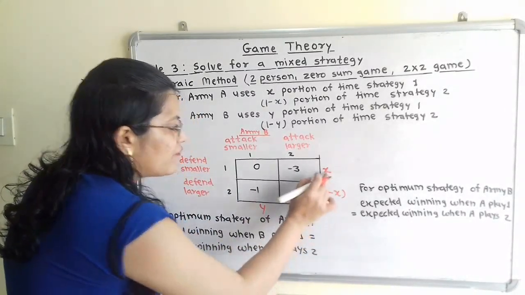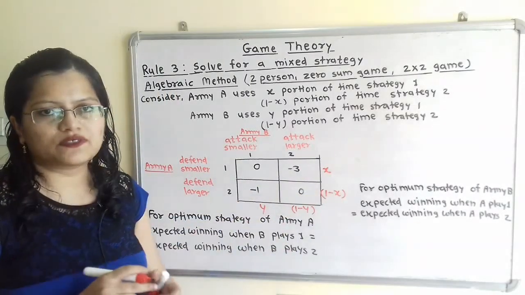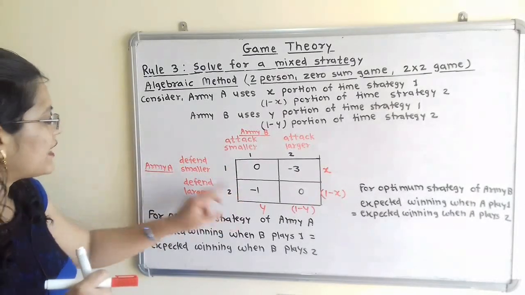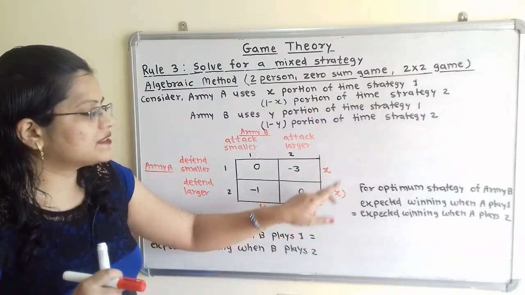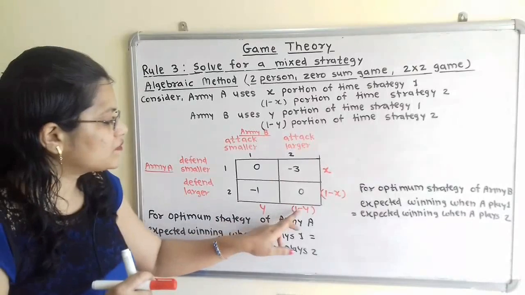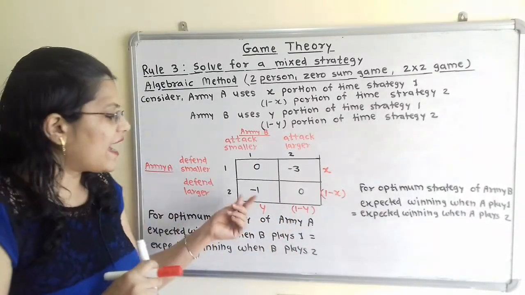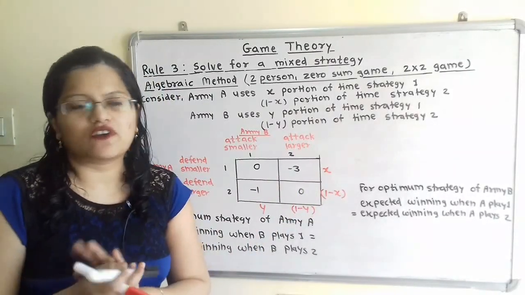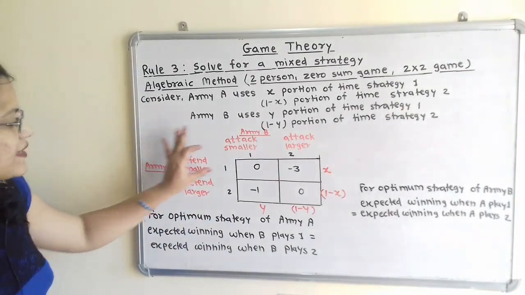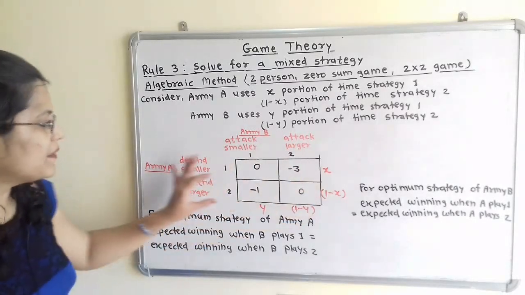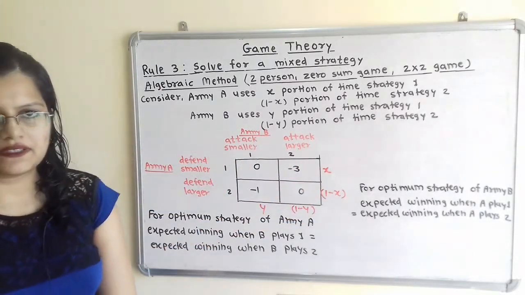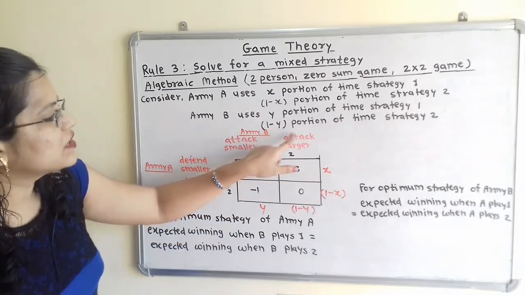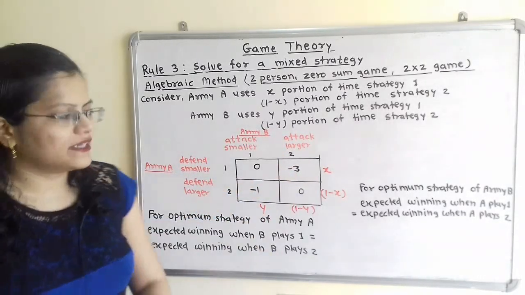So this is the proportion of time: X and 1 minus X, and Y and 1 minus Y. That means the total combination of using strategy 1 and 2 for Army A, X plus 1 minus X, is equal to 1. In the same way, Y plus 1 minus Y is equal to 1. So we have to find out this proportion of time. That means how much proportion of time should Army A defend the smaller air base, and how much the larger air base. And in the same way, how much proportion of time should Army B attack the smaller air base, and how much the larger air base.